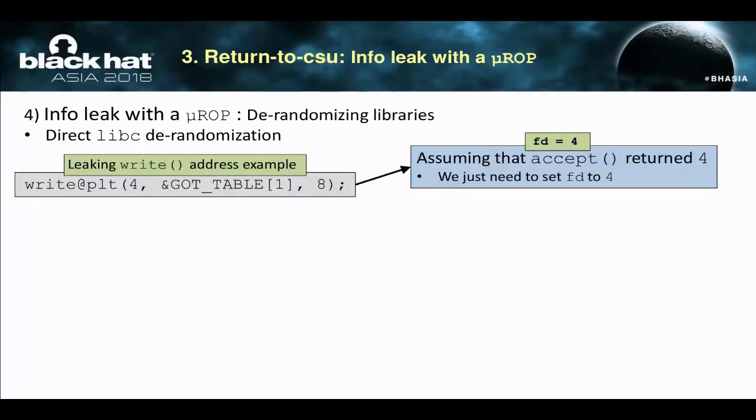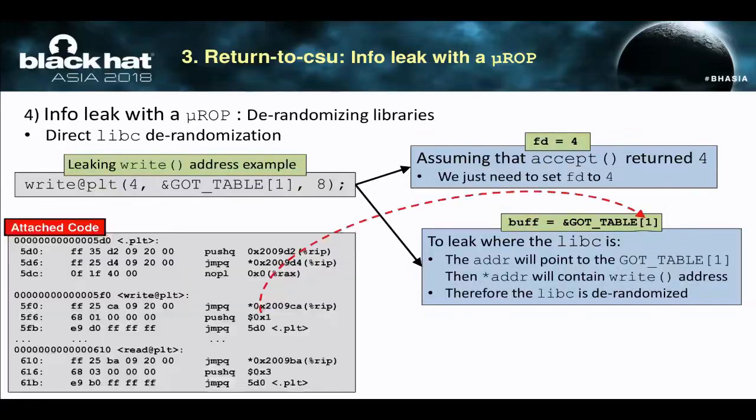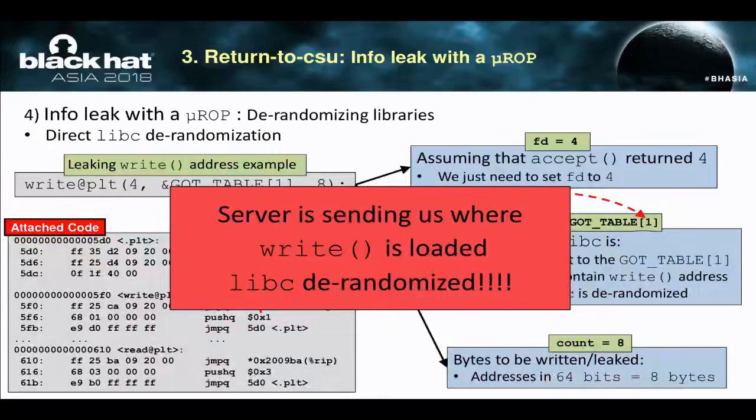So, assuming that the operating system returns the number 4 as a file descriptor, we can write from the GOT table 8, and this will magically send us the content of the GOT. Basically, in order to leak where libc is in memory, we are writing the address of this GOT table entry, which is in the executable area, and therefore libc will be de-randomized. So now the third parameter is 8, which means: please write 8 bytes using the file descriptor associated to my connection, and send us the content of the very first entry of the GOT table, which is where the write function is loaded in memory. So basically, the server is sending us where this write function is located in memory, so we have de-randomized where libc is in memory.